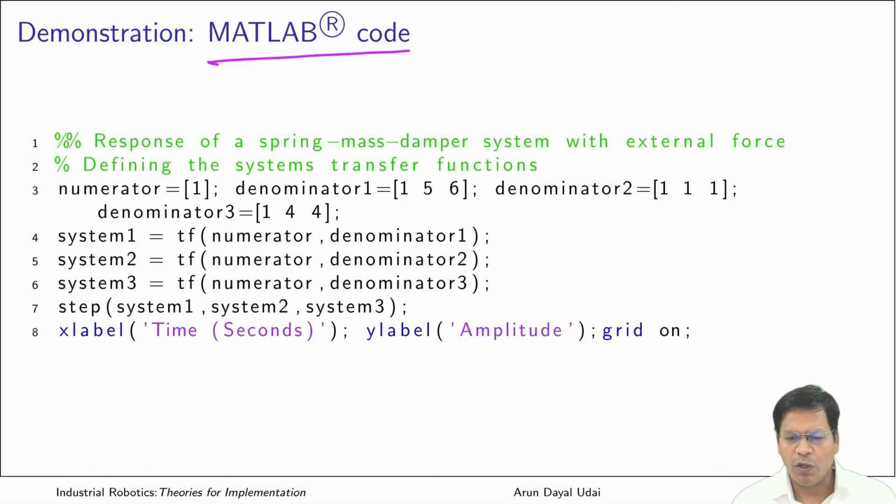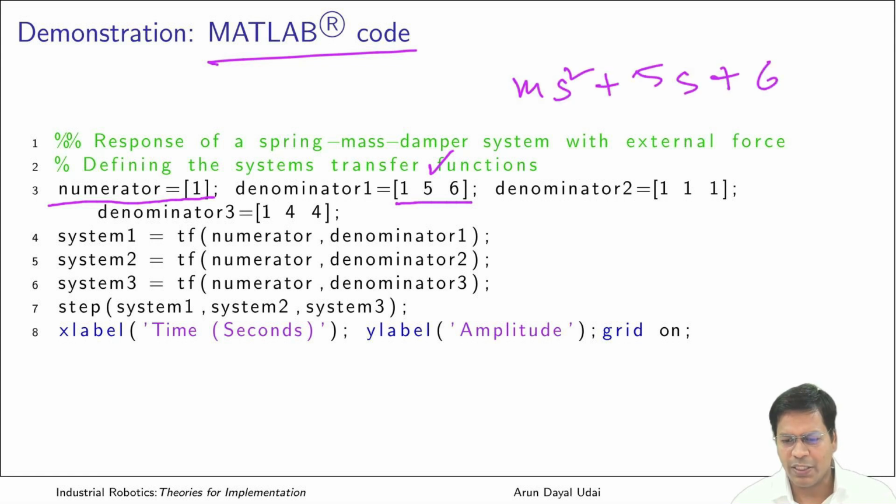Using MATLAB code also you can analyze your system by simply expressing it as a transfer function. You have a transfer function with numerator as 1, and the denominator is simply the polynomial that goes in the denominator. In the case of the system that we have already seen, it has 1, 5 and 6. So you see it is ms square plus 5s plus 6.